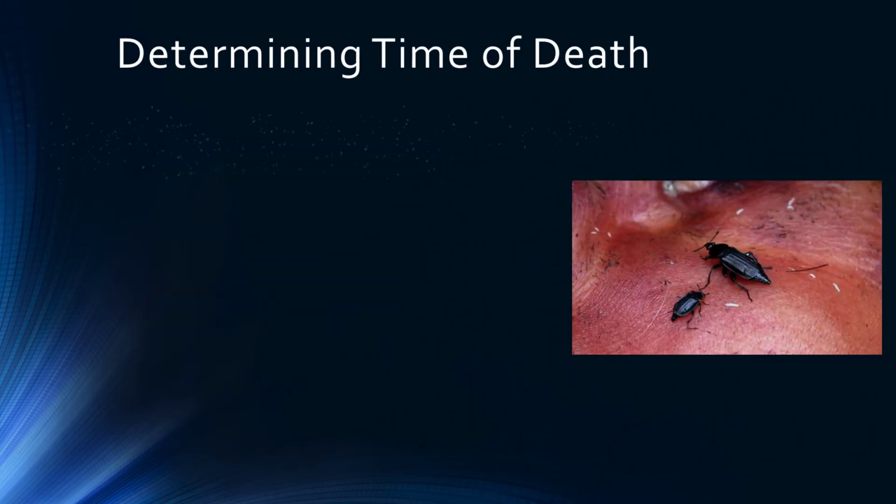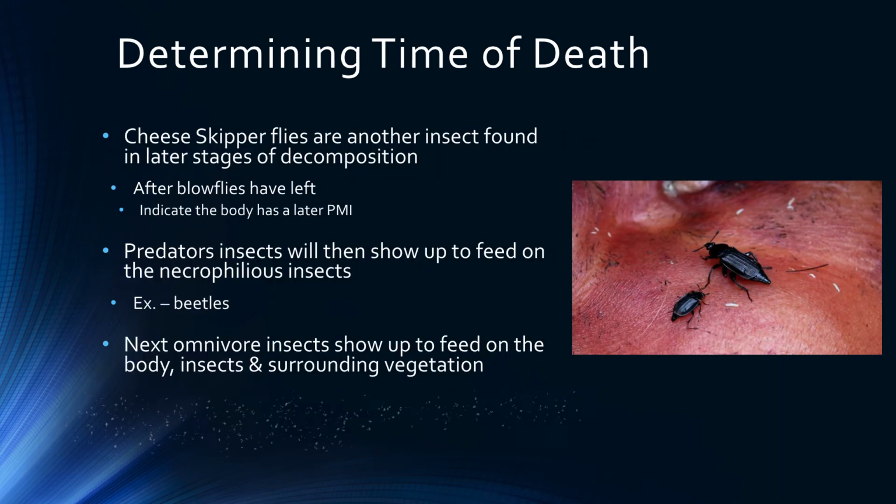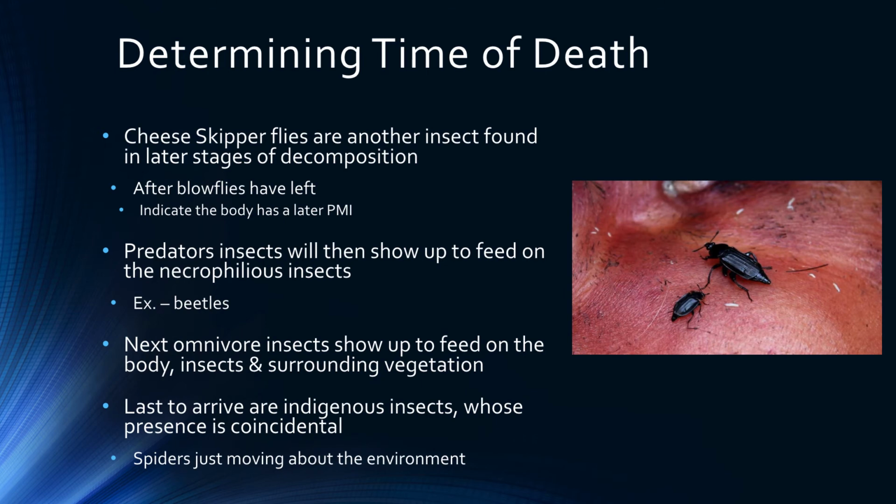The second type of insect that comes in are flies that are known as cheese skippers, and these are actually found in the later stages of decomposition after blowflies have left, and so this can indicate the body has a later post-mortem interval or PMI than previously thought.